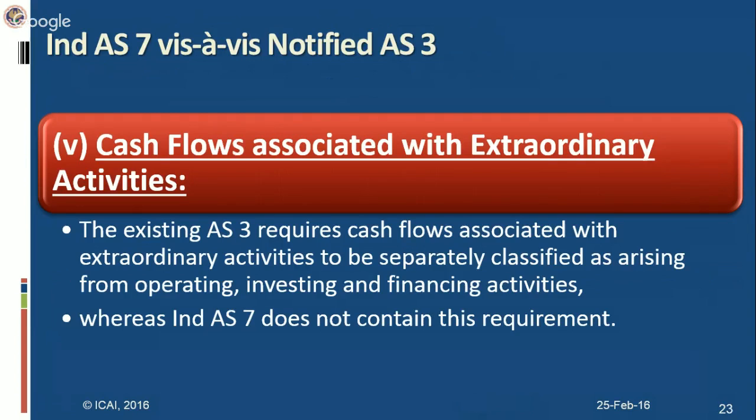Cash flows associated with extraordinary item. Under AS 3, whenever you prepare cash flow statement, all the extraordinary items in all the 3 heads, whether it's operating, investing, or financing, we have to separately disclose the cash flows associated with extraordinary item. But under Ind AS, this concept of extraordinary item is not there. It has been clearly given that no such distinction between ordinary and extraordinary item and no such separate disclosure is required. Extraordinary item term in itself does not exist in Ind AS terminology. So this comes out to be a difference.